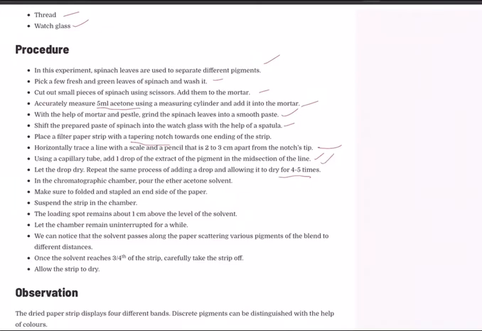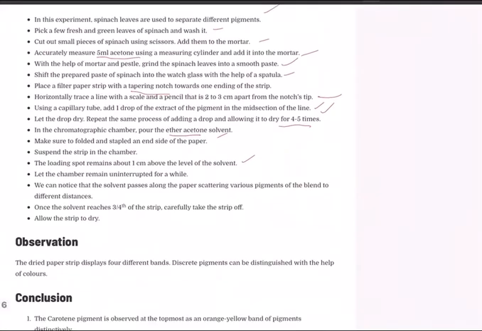Let the drop dry. Repeat the same process of adding a drop and allowing it to dry 4 to 5 times. In fact, when we are performing in the lab, we will do something like 14 to 15 times also. In the chromatographic chamber, pour the ether acetone solvent. Make sure to fold it and staple an end side of the paper. Suspend the strip in the chamber.